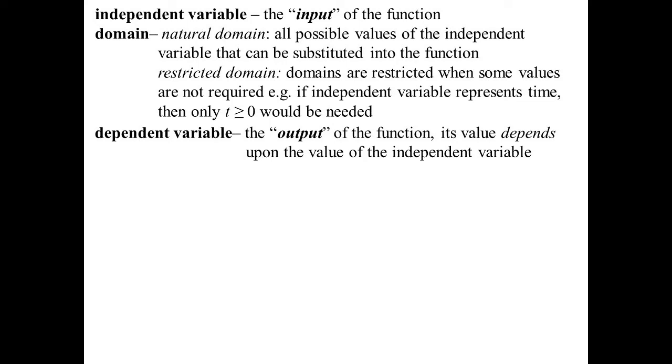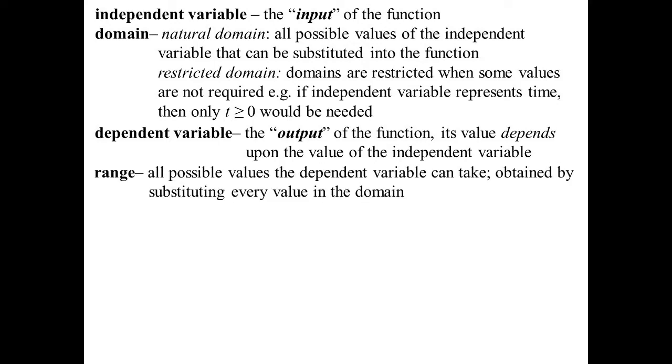Dependent variable is then the output, because its value depends on what you inputted. So that becomes the dependent variable. Then the range of a function is all those possible dependent values. If you did substitute in every possible input, so all the domain, every value, what is the output? That's your range. So that brings us to function notation.